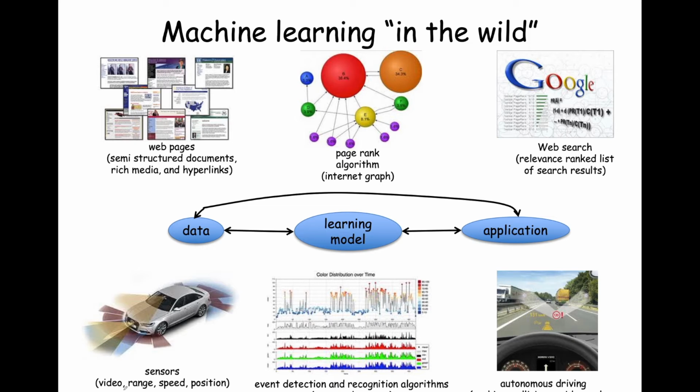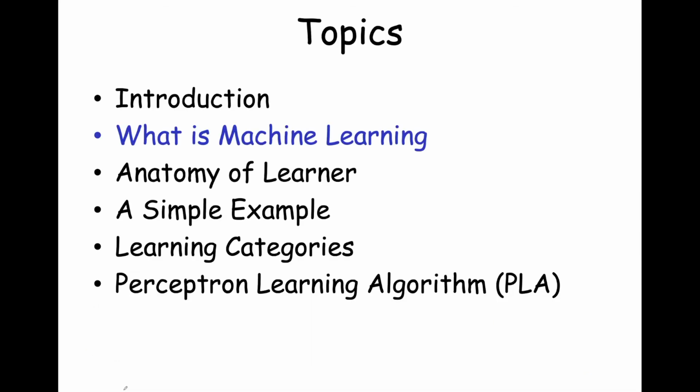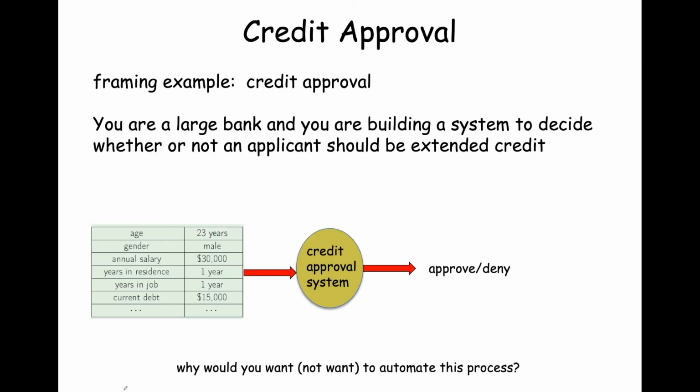And so here, while the application is dramatically different, these two systems, machine learning in the wild, have some of the same ingredients. We have data, we have some mathematical abstraction that we compute something over, and this results in an application. So let's look at what I like to call the anatomy of a learner. And these are the different parts of a learning system. And we're going to use a framing example for this, the credit approval problem.